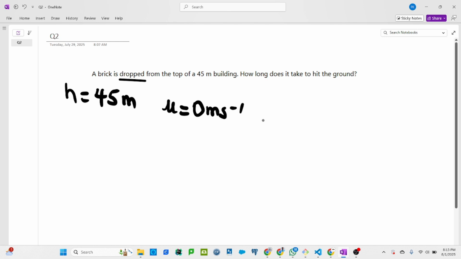The g is 10 meters per second squared. Good. When they don't give it to you, it's 10 meters per second squared. And we are finding t. So which of the equations are we going to use?